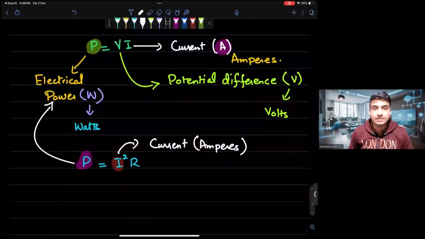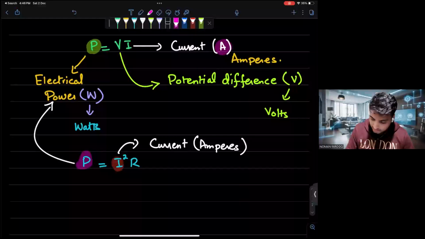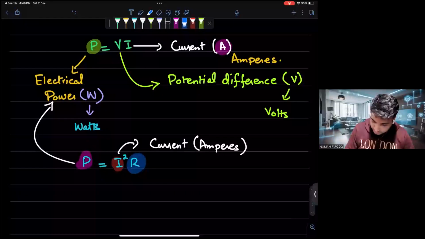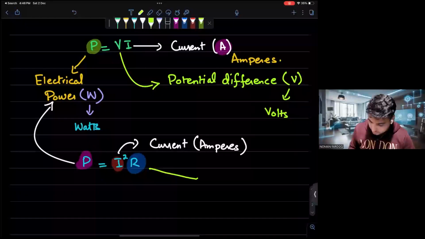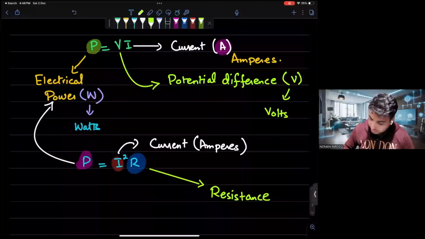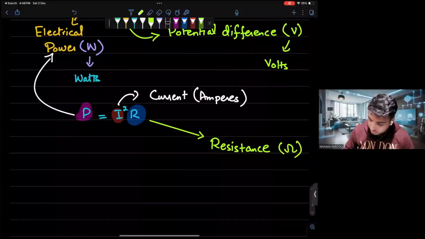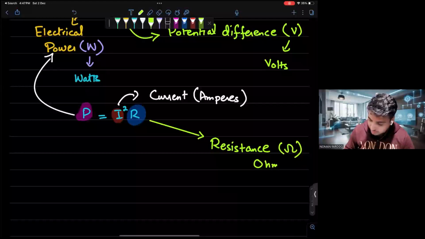And R represents resistance. R is the resistance over here, which is always measured in ohms. This is the SI unit for resistance.